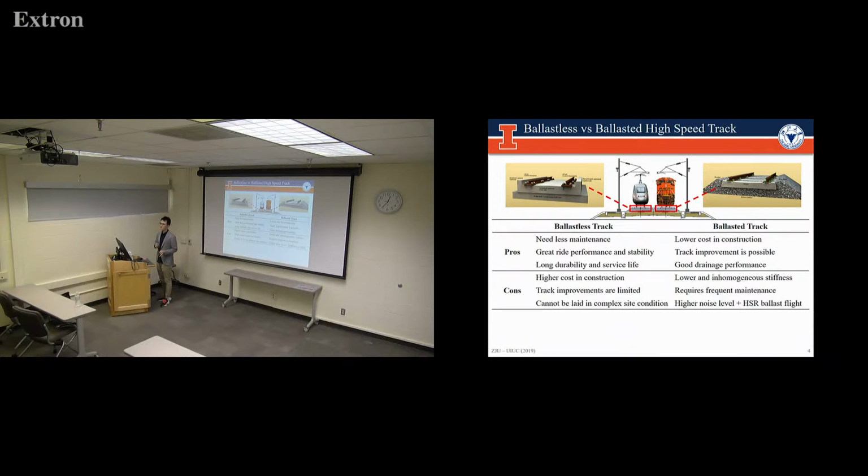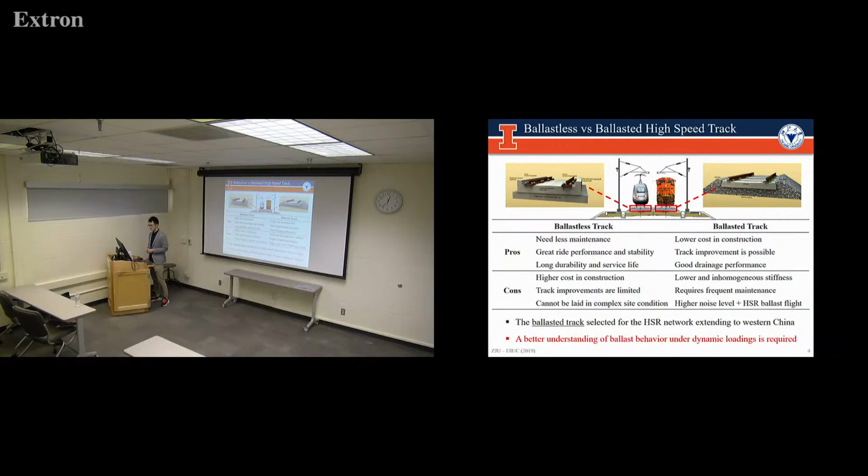So as we can see, both of these approaches have their own pros and cons. The ballasted track was selected for the high-speed rail network system extending to the western part of China. So a better understanding of the ballast behavior under dynamic loadings is required.